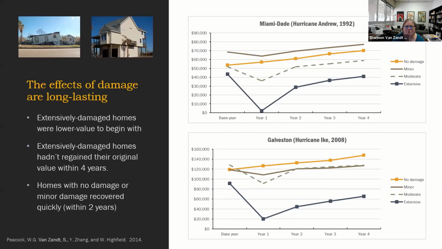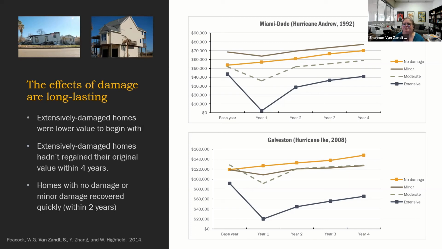Walt and I, along with some of our colleagues, were able to do comparisons of housing recovery from Miami, 1992's Hurricane Andrew, which Walt experienced personally, and then 2008's Hurricane Ike that struck Galveston. And I really love these graphs, because one of the things they show really clearly is that the lower value homes received more damage to begin with. So what I want you to notice here is that these are the beginning values of the home. And yes, they are remarkably low. Remember, this was 1992. Even in 2008, very low values. We're in Texas. Remember, it's cheap here. We don't regulate anything. But notice that those homes that received the most extensive damage in both cases were already lower value to begin with.